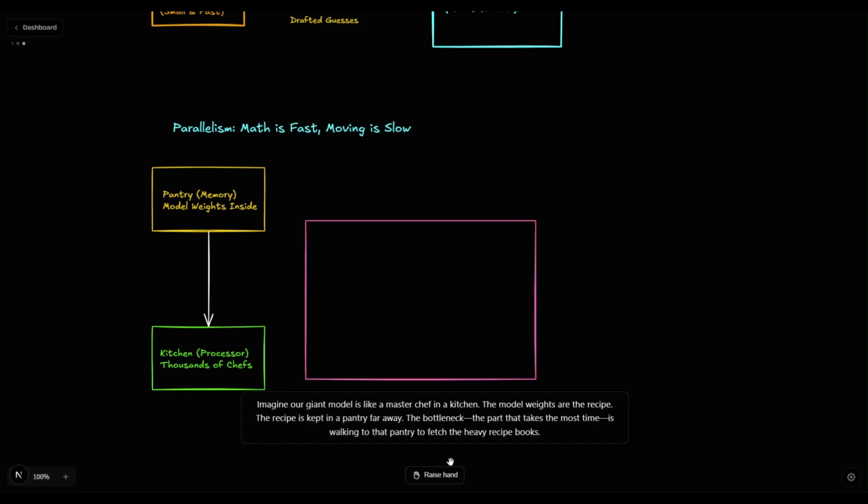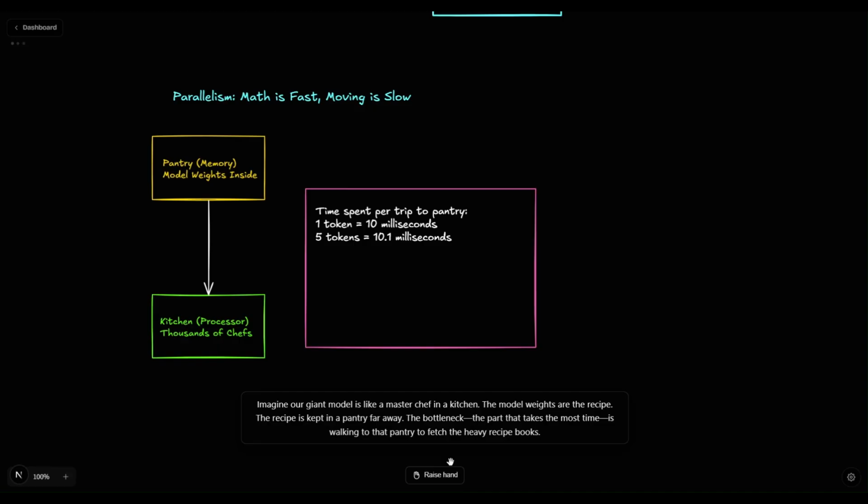Imagine our giant model is like a master chef in a kitchen. The model weights are the recipe. The recipe is kept in a pantry far away. The bottleneck, the part that takes the most time, is walking to that pantry to fetch the heavy recipe books. Whether you want to cook 1 order or 5 orders of the same dish, you still only walk to the pantry once. Since the kitchen has thousands of tiny chefs or cores, they can all work on those 5 tokens at the same time once the recipe arrives. The math is so fast that the extra 4 tokens barely add any time at all. Does it help to think of the model weights as a recipe that we only want to fetch from the pantry once per batch?